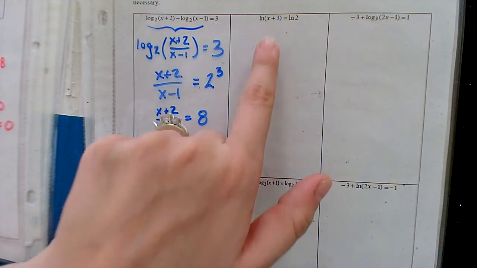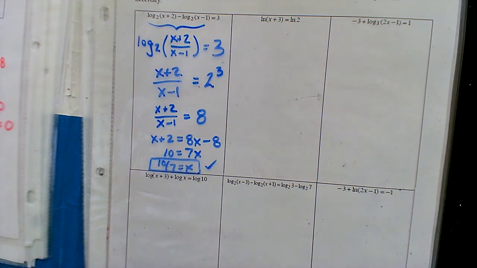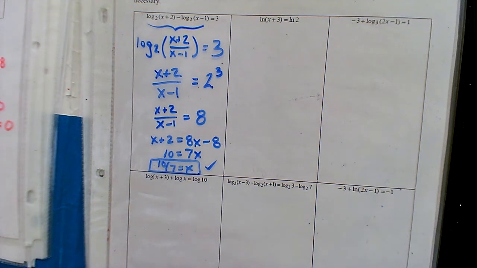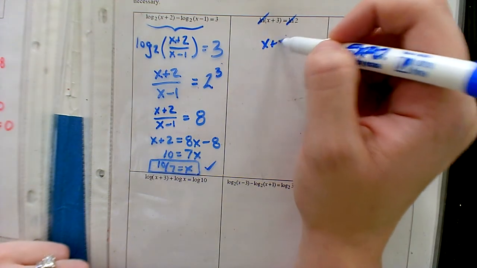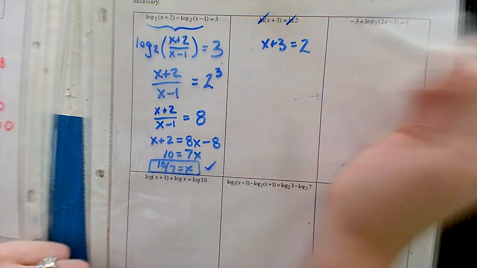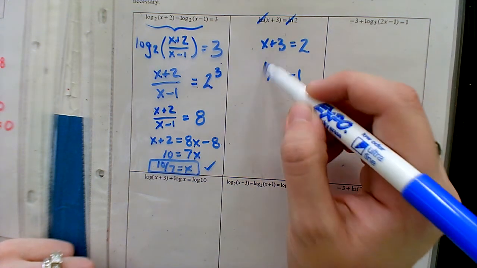All right, let's try the next one. We have natural log on the left equals a natural log on the right. What do you want to try? Gary? Just do x plus 2 equals 2. Yeah, we already know the natural logs are exactly the same, so we'll just set the arguments equal to each other. This one's too simple. We get x equals negative 1.